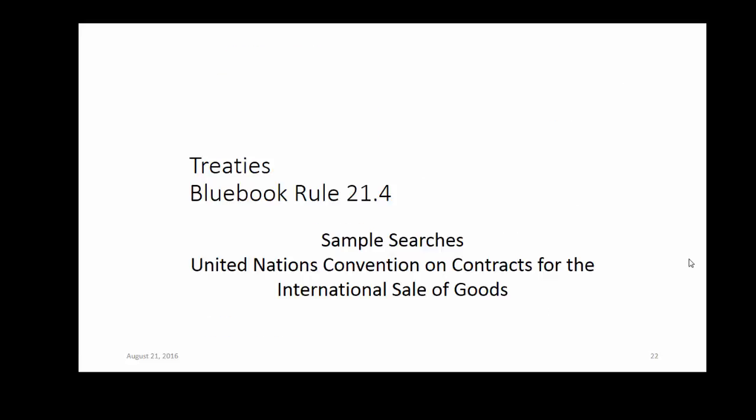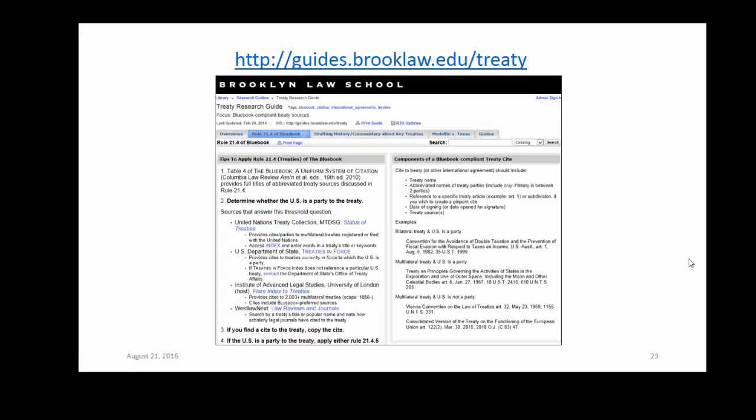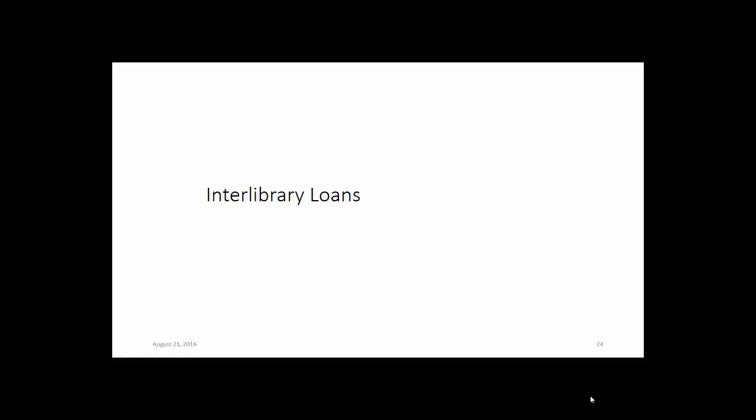Next, we'll go on to treaties, which are governed by Blue Book Rule 21.4. A sample search in this case is the United Nations Convention on Contracts for the International Sale of Goods. I'm going to refer you to one of the guides published by the law librarians here. One, the Treaty Research Guide, authored by librarian Gene Davis. So this is an important place where you can find how to cite, how to find, and how to find some PDF versions of various treaties, whether bilateral or multilateral.